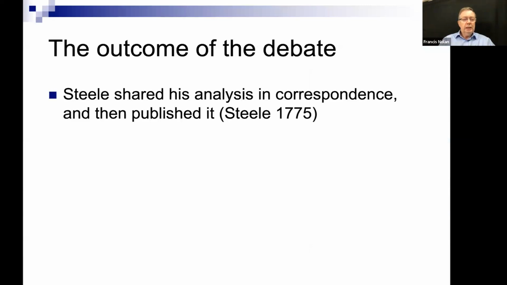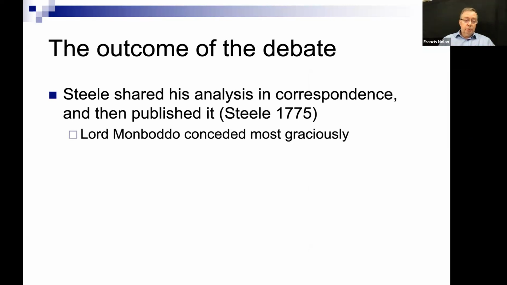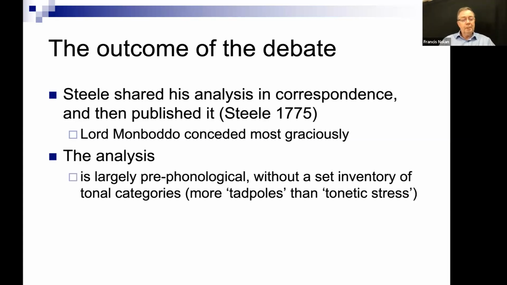So what happened? Joshua Steele shared his analysis both in correspondence with James Burnet and then published it as a book in 1775. And James Burnet conceded most graciously. He said, yeah, I'm convinced you're right. A model of an academic debate where one side actually concedes that new analysis means they were wrong.